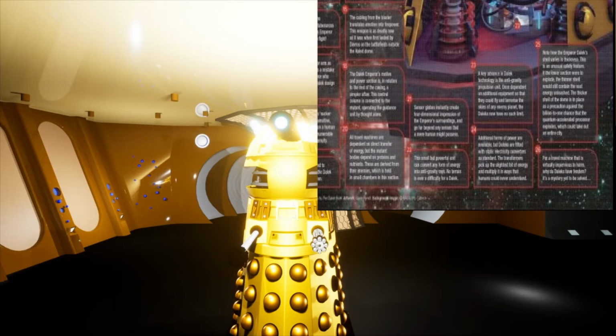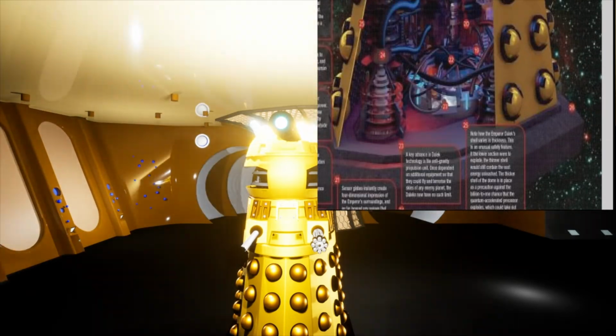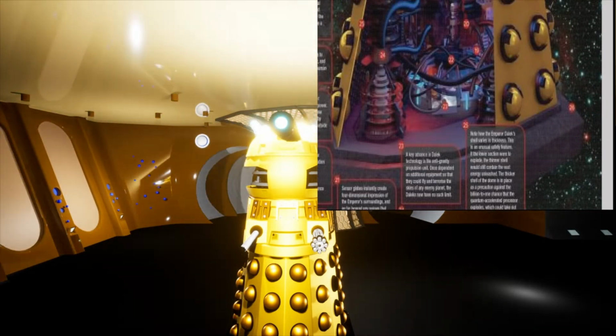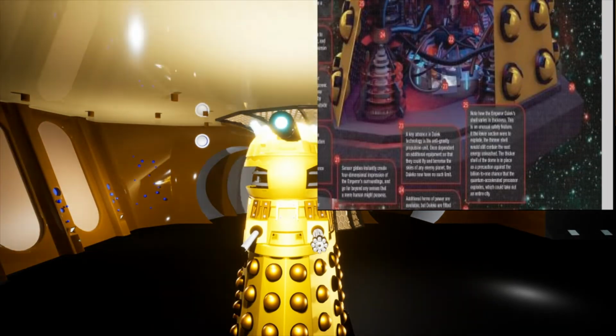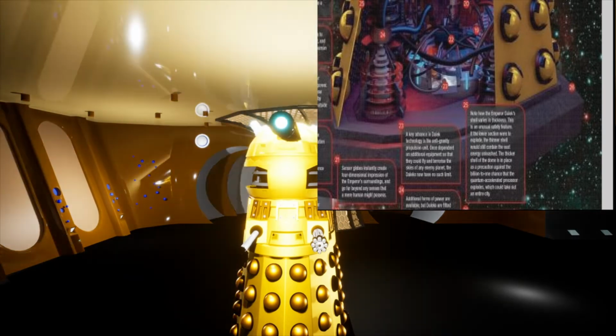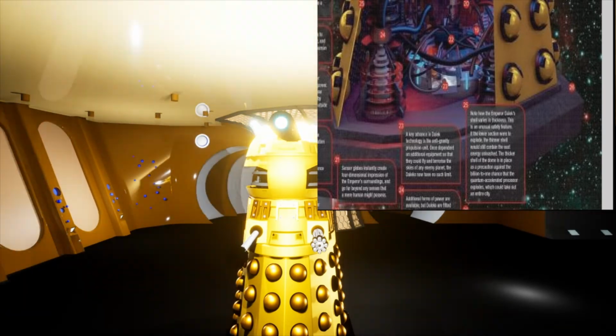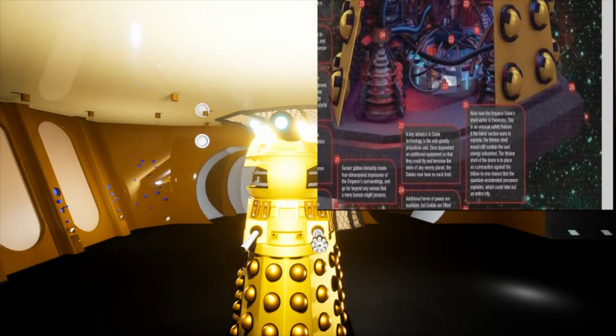Note how the Emperor's shell varies in thickness. Yes, I'm a thick boy. This is an unusual safety feature. If the lower section were to explode, the thinner shell would still contain the vast energy unleashed. The thicker shell of the dome is in place as a precaution against the one in a million chance that quantum acceleration processes could take out an entire city.